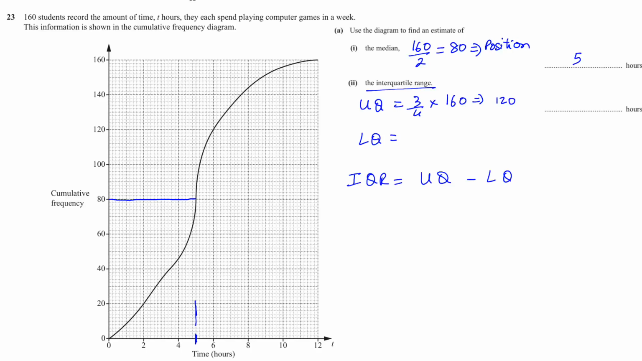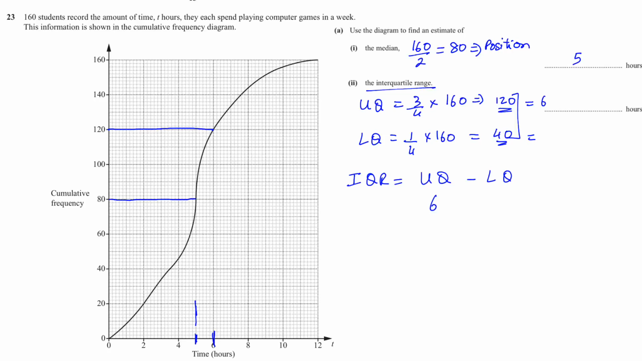And the lower quartile is 1/4 of 160, which will be 40. So let's mark the positions here. Do remember that these are the positions on the y-axis. So 120 is here, and that's approximately 6. We can write the 6 here and here. The lower quartile is 40.